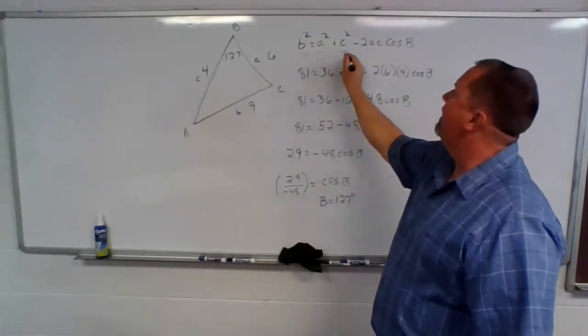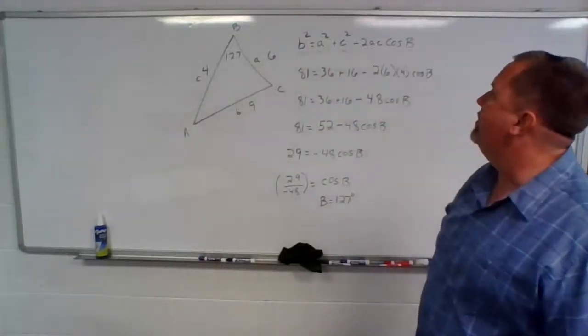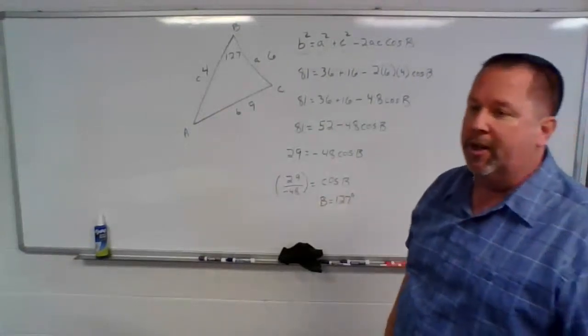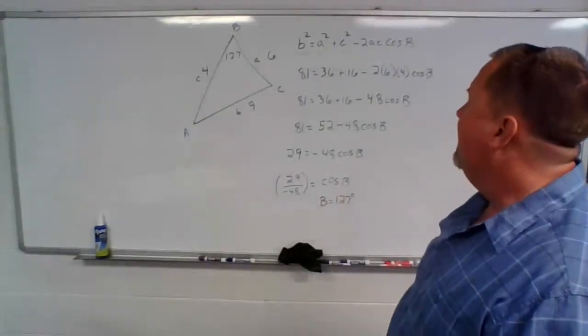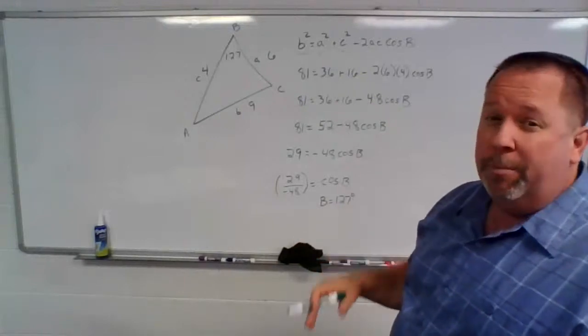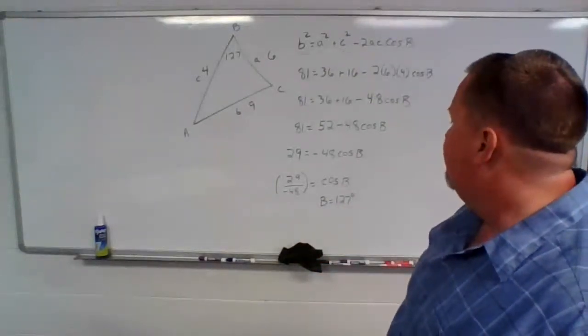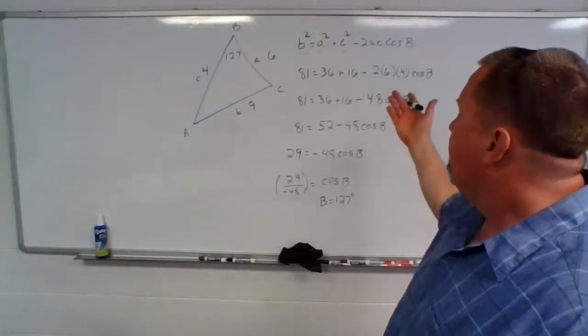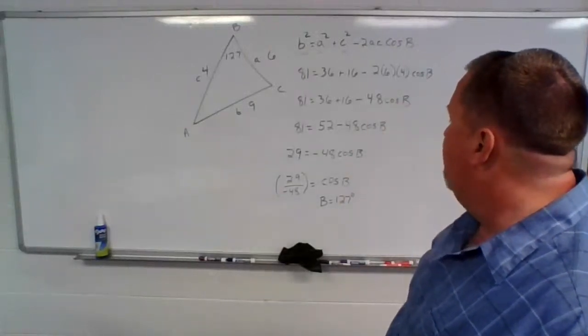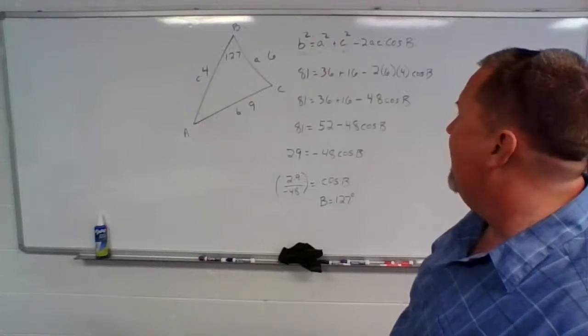I knew this. I knew this. The only thing I didn't know was angle B. So I had to rearrange a little bit. I think you guys can handle that. And if you mess up once, you'll probably catch your mistake and not make that mistake again. And so all of that to find out that angle B is 127 degrees.